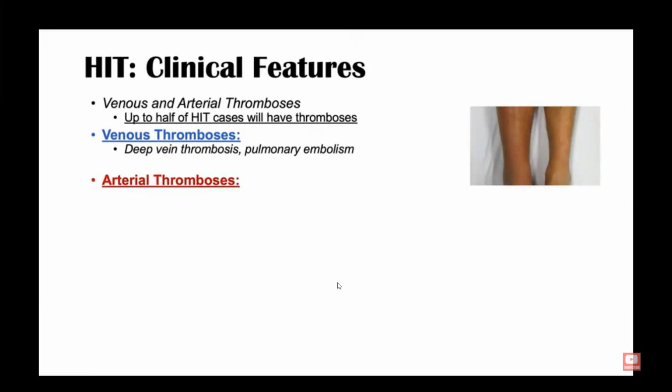You can also see arterial thromboses. These can be devastating. You may have a myocardial infarction, so a heart attack. You may have a stroke. So again, these can be devastating. We don't see this with HIT type 1. We see it with HIT type 2 because of the activation of the coagulation cascade.